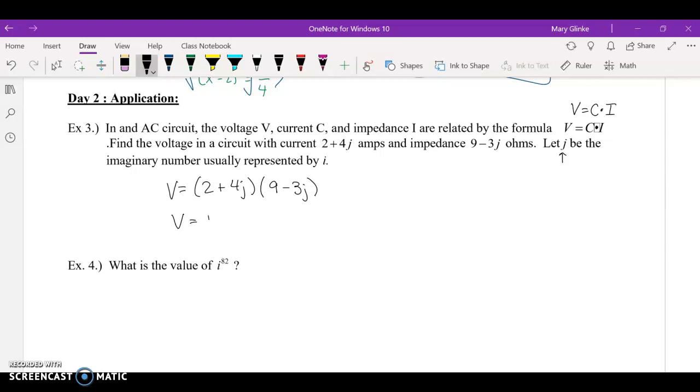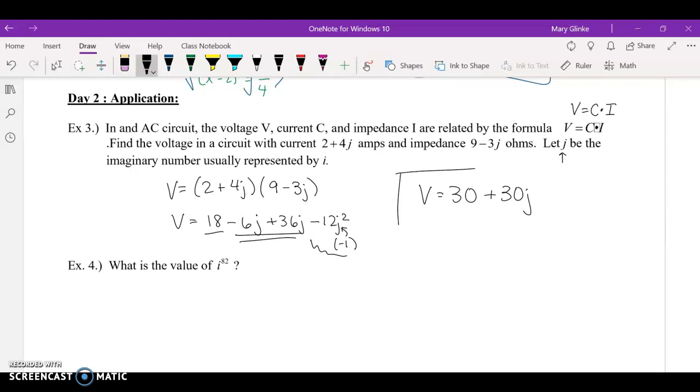Voltage gives you 18 minus 6j plus 36j minus 12j squared. And the j squared here is going to become negative 1 because it is your imaginary part. So we're really going to combine the 18 and the positive 12 to get 30. And then you do your imaginary part to get 30j when you combine the negative 6 and the 36. So that would be your voltage depending on your current and your impedance.